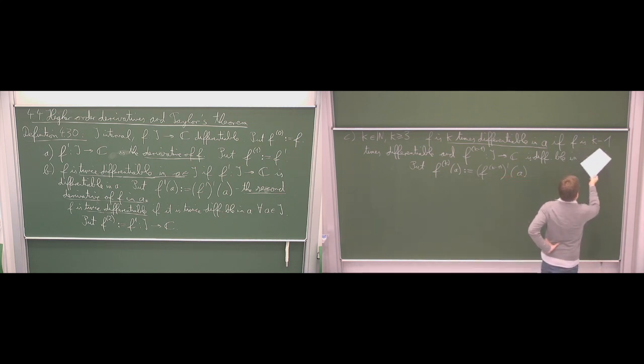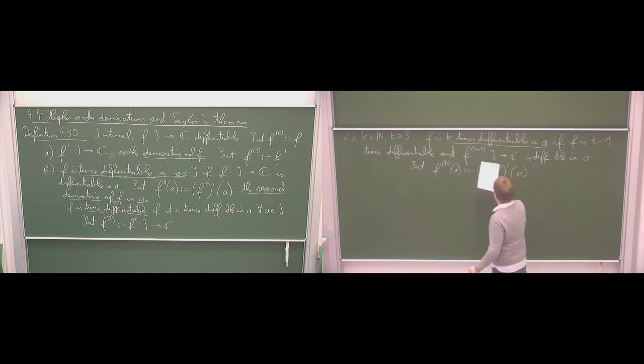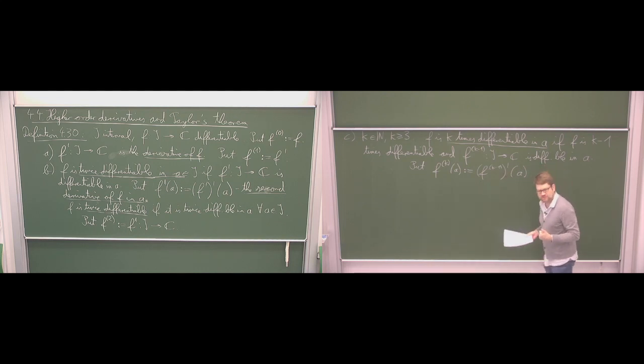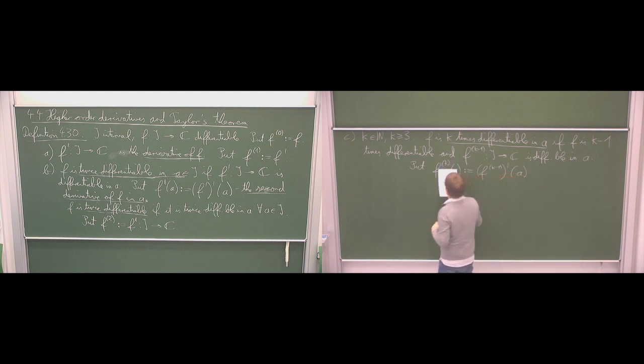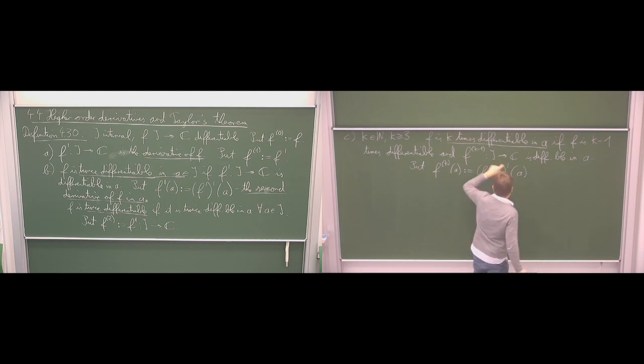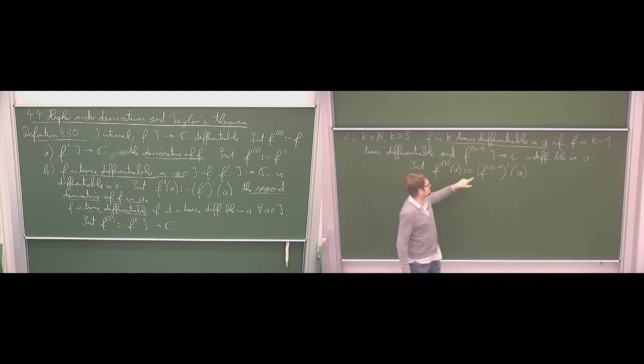if, first of all, f is k minus 1 times differentiable, so twice differentiable as a whole function, and the second derivative f^(2), which I defined there, is differentiable in A. Then we get the third derivative: f^(3)(A) is the derivative of f^(2) in the point A. Okay, then we've got the third derivative, and now we can do the fourth derivative. We can say that f is 4 times differentiable in A if it is 3 times differentiable, and if the third derivative is differentiable in A. Then we have the fourth derivative as the derivative of the third derivative in A. And so on and so on.